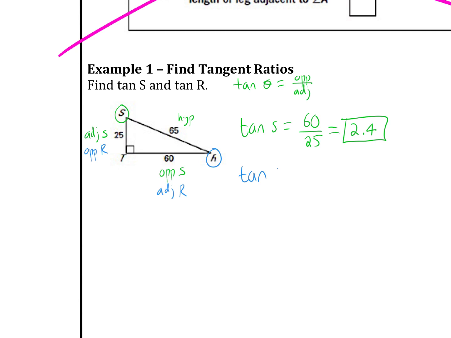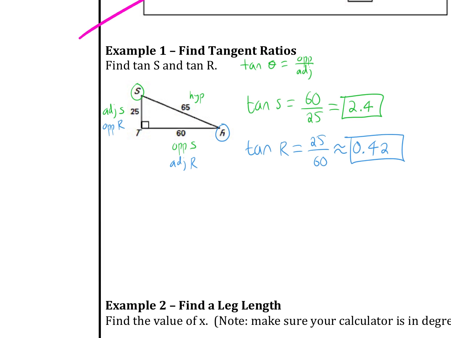So we got tangent of R. Remember, it's opposite over adjacent, right? So what's opposite of R? 25. And what's adjacent to R? 60. So it's basically the same ratio, just kind of flipped around. And we're going to use an approximately symbol because we have to round this. And you should have gotten 0.42. Whenever you have to round, you want to use an approximate symbol because we're making it less accurate by doing some rounding. Okay, and that's all it is.